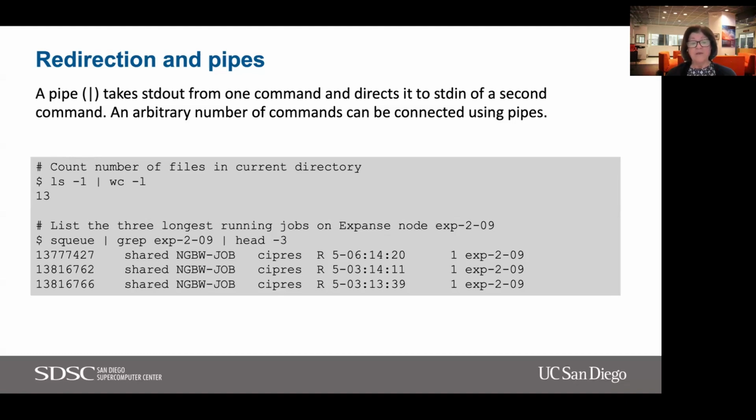Grep just looks at its input and looks for any string that you want it to look for. In this case, look for the name of this one node, exp-2-09, and just give me the top 3. So I'm piping it again to a command called head, and show me just the top 3. This is the job number. This is what queue system the job is running on. That's the name of the job. This is the owner. It's running. This is how long it's been running, and this is where it's running. So it's very powerful when you can start concatenating these different commands to get a lot more filtering and information that you might need.